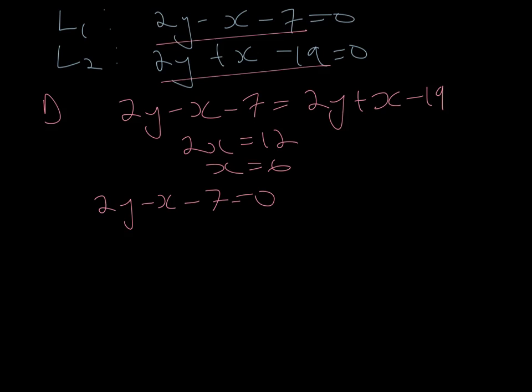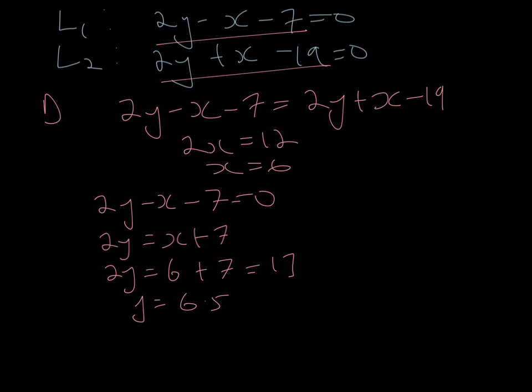If we now rewrite that and say 2y is equal to x plus 7, we said that x here is 6, so that's going to be the same as 6 plus 7, which is equal to 13. So if that's 2y, then y is going to be equal to 13 over 2, which is 6.5. Therefore, the coordinates of point D are going to be 6, 6.5. Now, you could also do this graphically. You could plot both of these equations and find the intersection, or we could do it with simultaneous equations on a calculator as well.